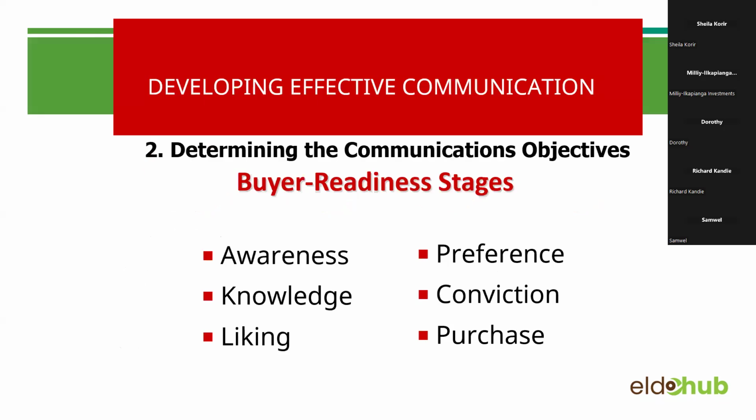So the second thing was the communication objectives. When it comes to communication objectives, Charles said we should do it in buyer readiness stages. And there are 6 stages. The first stage is awareness. Awareness is where you just make people aware. You want your marketing message to make people aware about your product, about your company, or about your team, about the industry that you are in.